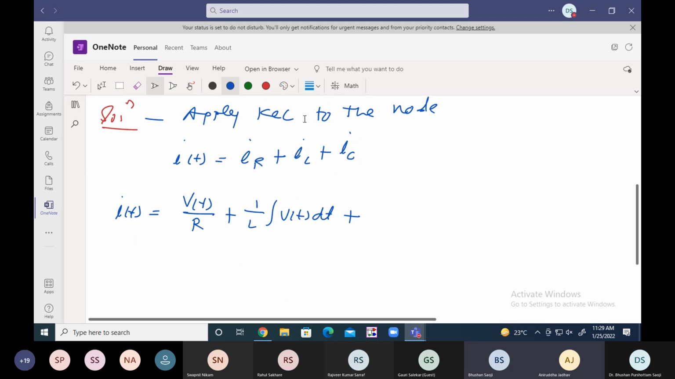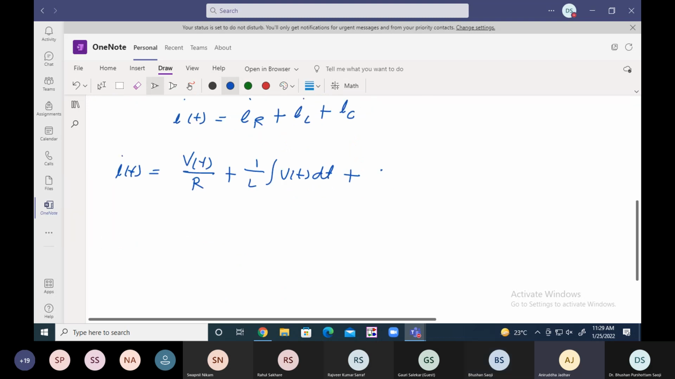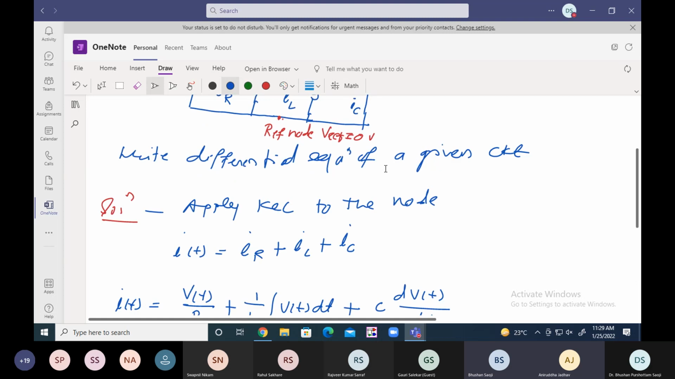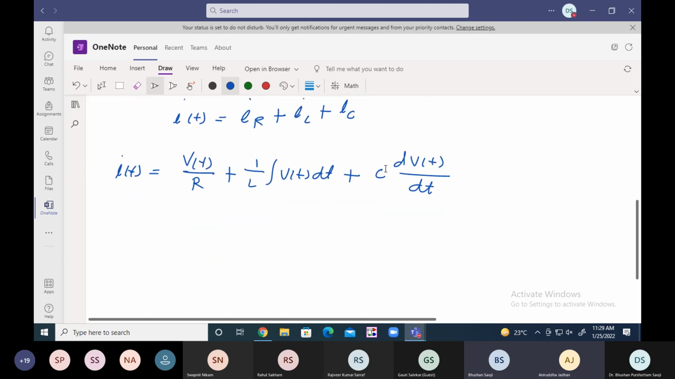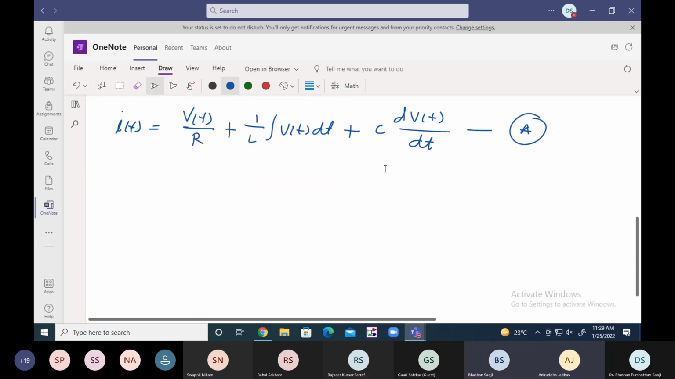So we can write C into dV of t by dt. So this is our current equation. Let us say this equation is A.